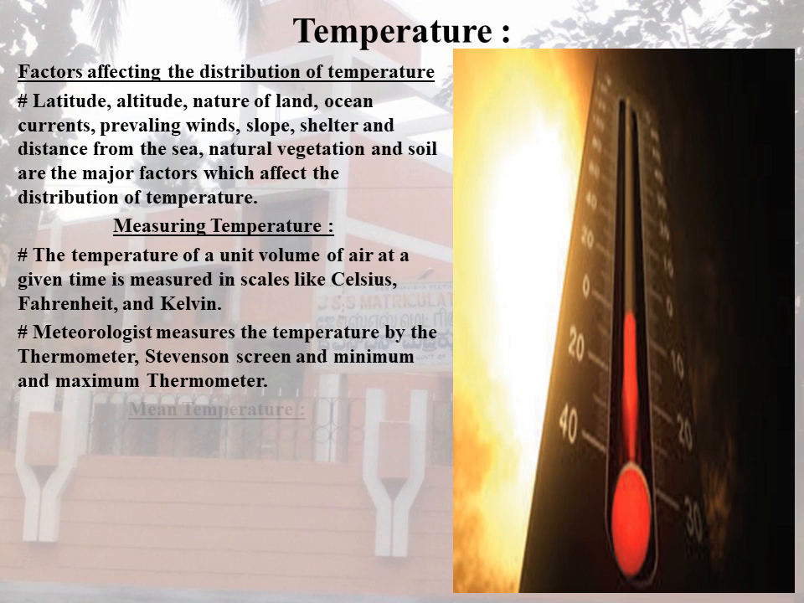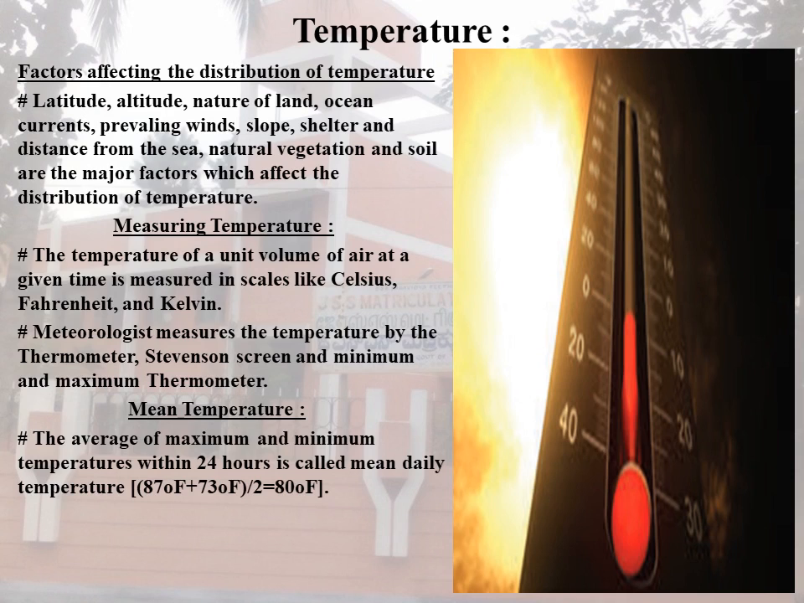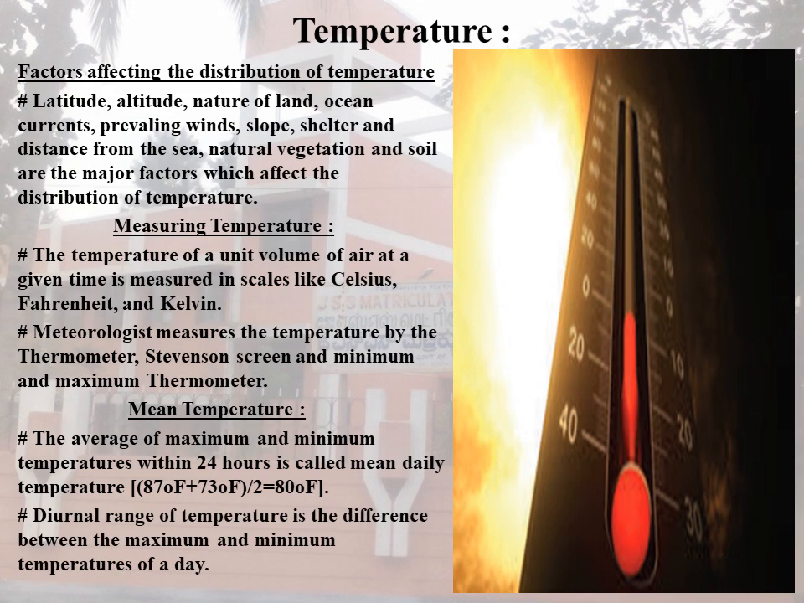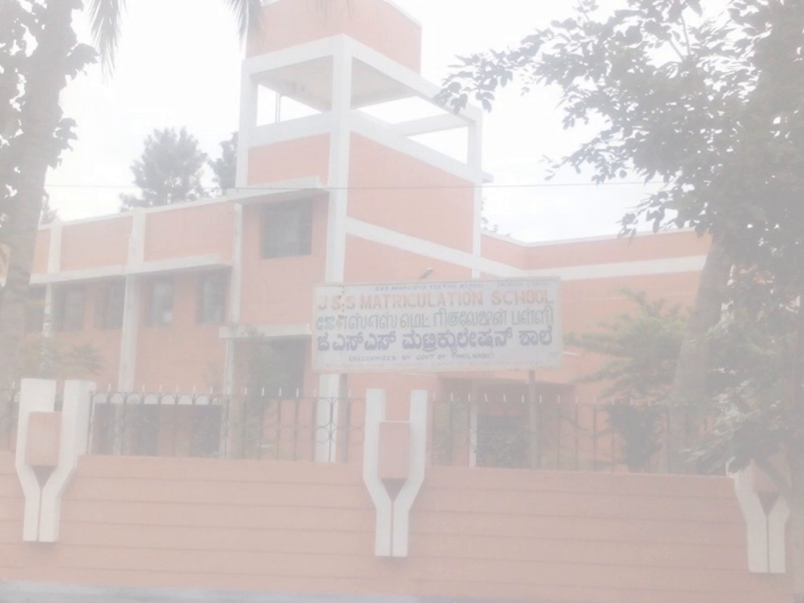The next is mean temperature. The average of the maximum and minimum temperature within 24 hours is called the mean temperature. For example, 87 degrees Fahrenheit plus 73 degrees Fahrenheit divided by 2 is equal to 80 degrees Fahrenheit. The diurnal range of temperature is the difference between the maximum and minimum temperature of a day. The annual range of temperature is the difference between the highest and lowest mean monthly temperature of a year.